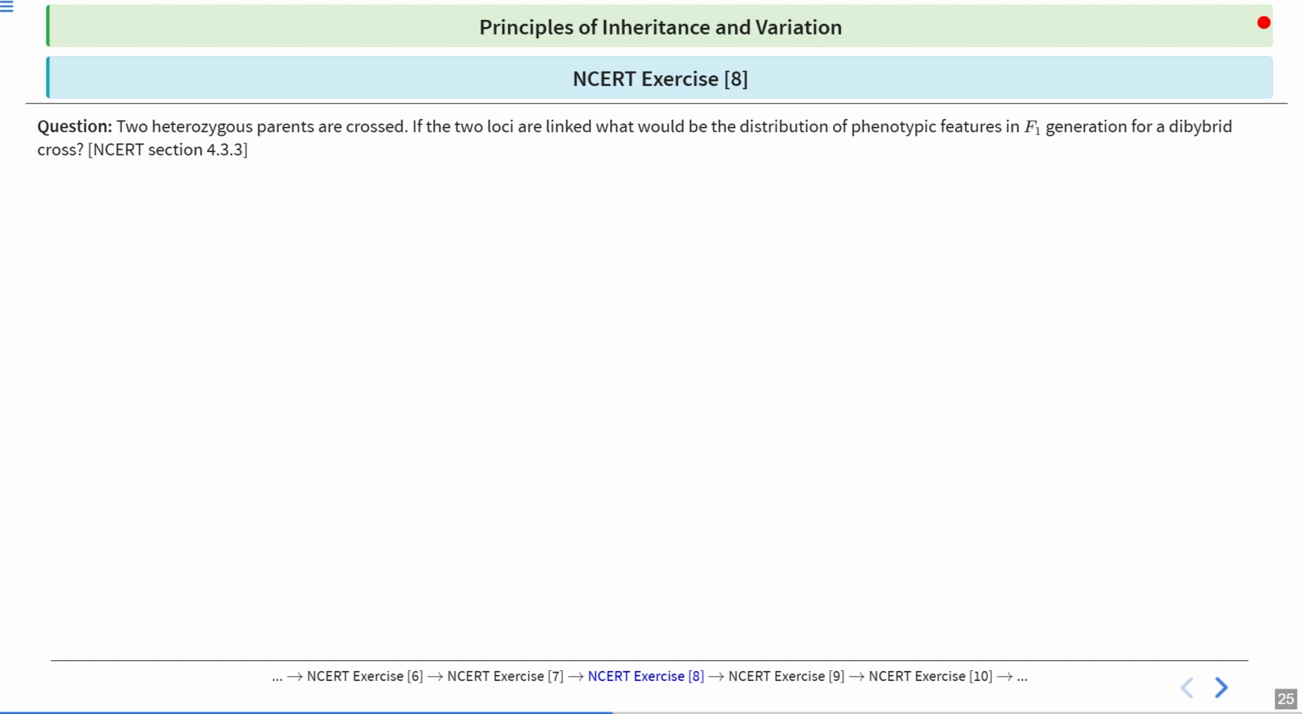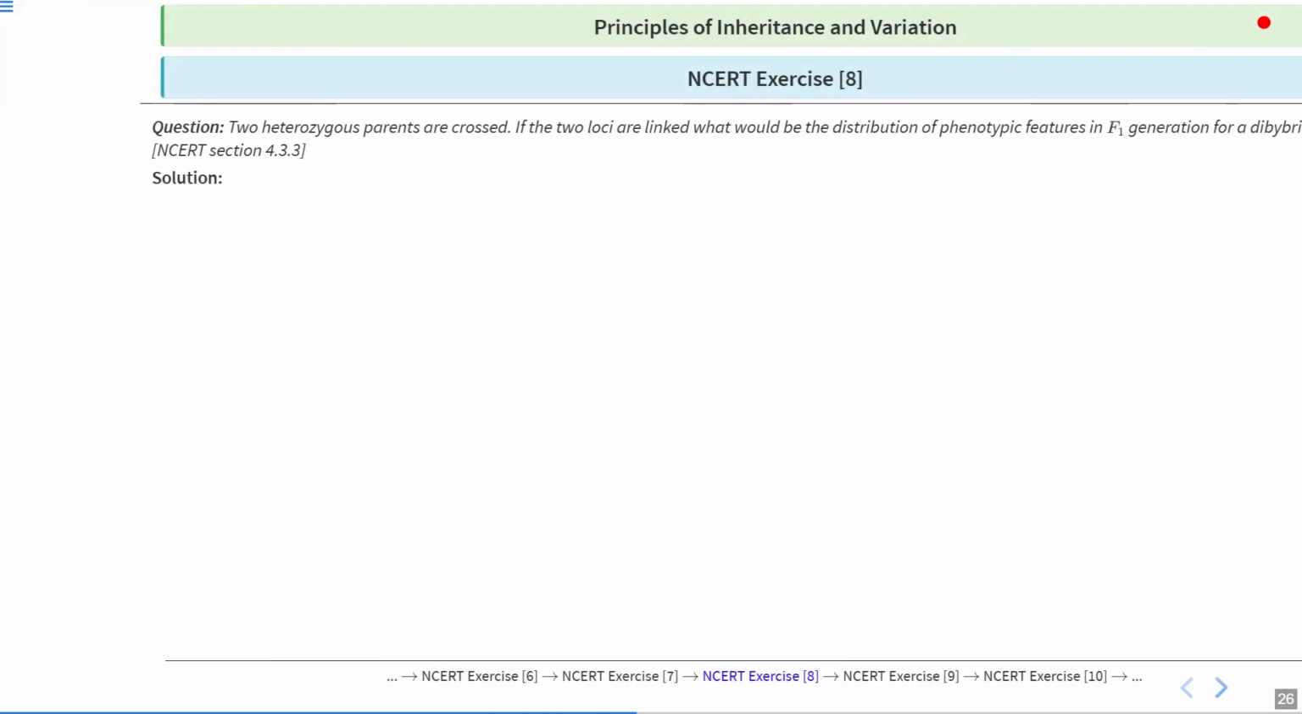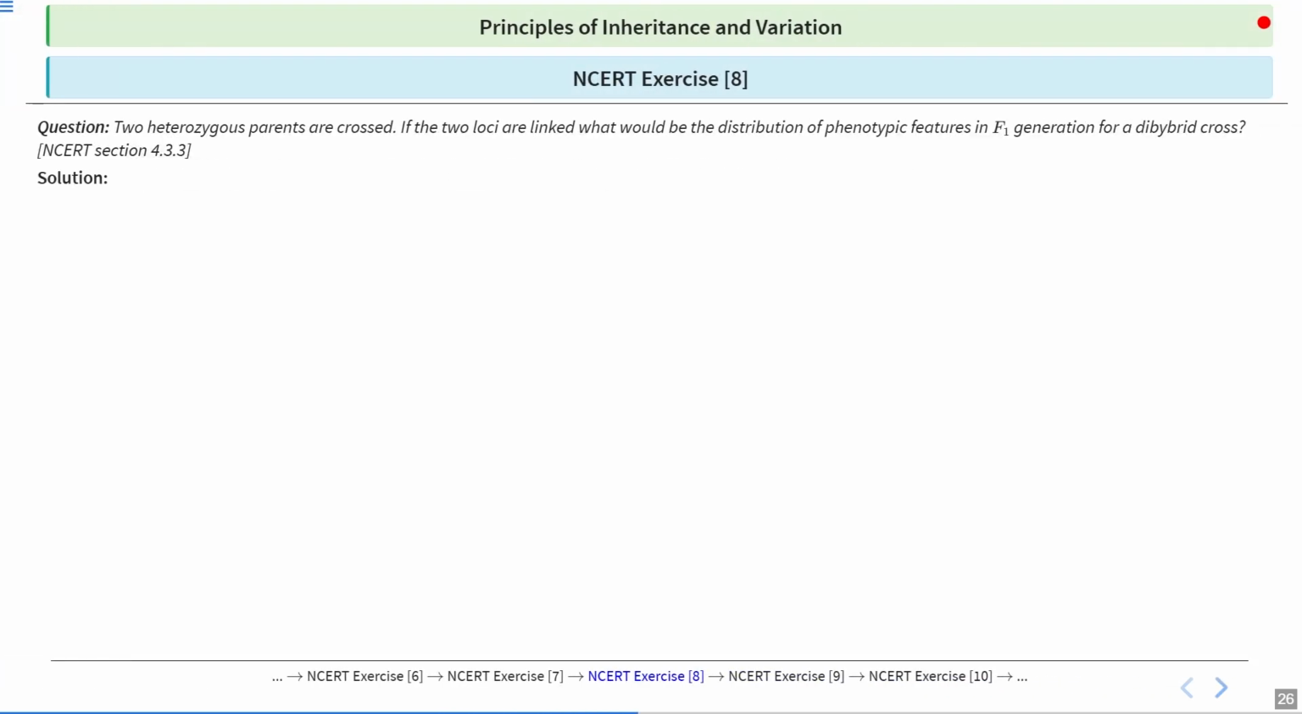So they're talking about a dihybrid cross, which means it involves two traits, two genes here. But they are saying the two loci are linked together. Then what would be the distribution of the phenotypic features in the F1 generation? So what would be the answer for this question? Well, let's have a look at the answer now.